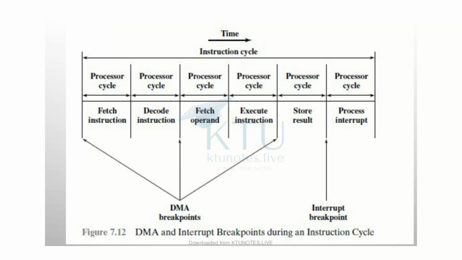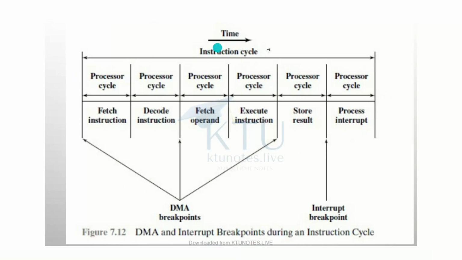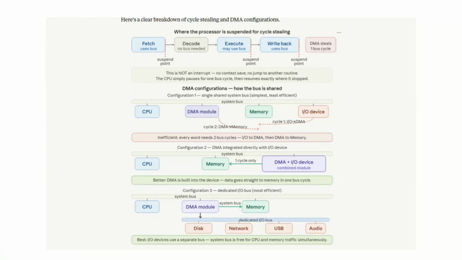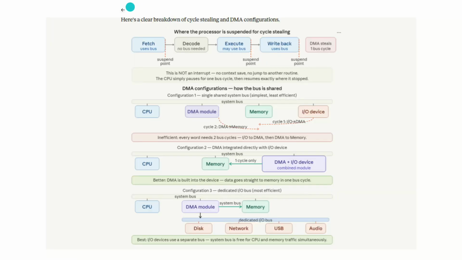Fine. Now if you see here the DMA and interrupt breakdown during the instruction cycle, these are the different processor cycles. What happens here we will understand with this small example. Here is a breakdown of cycle stealing and DMA. Now see this, a breakdown of cycle stealing and DMA configuration in this image. Here we see how the cycle stealing is happening, where the processor is suspended for cycle stealing.